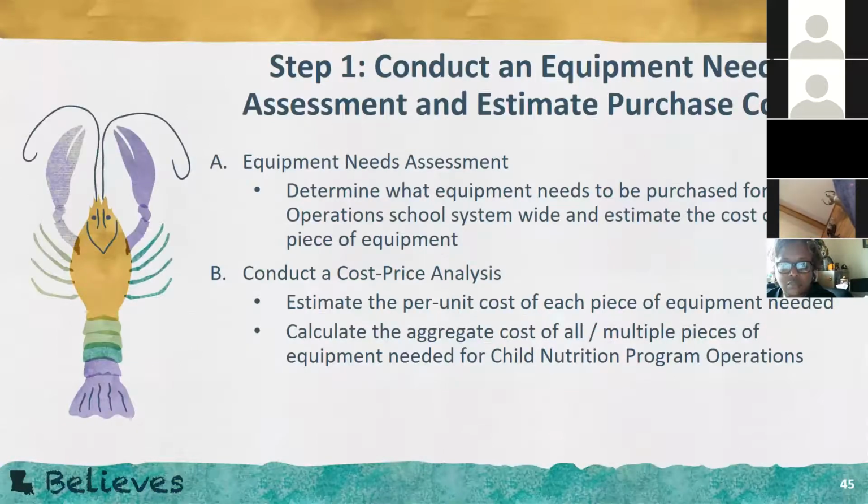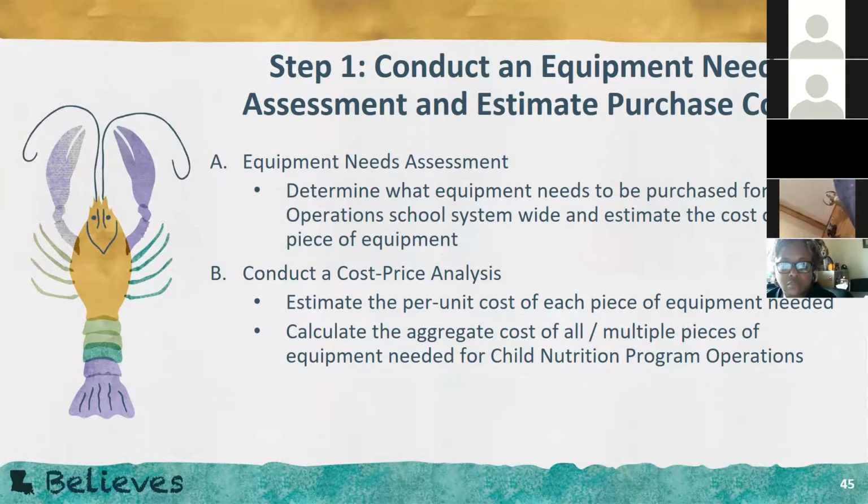The first step in determining the requirements to properly purchase and document an approved equipment purchase is to conduct an assessment of the equipment needs for your schools. Next, you will estimate the cost of each piece of equipment listed, add all equipment costs together, and conduct a cost price analysis to determine which procurement method, formal or informal, must be used to procure. In order to estimate the cost of each piece of equipment, you may look at prior year cost records, or you can look online for estimated prices.